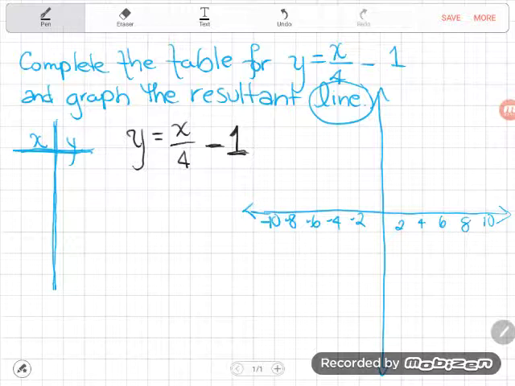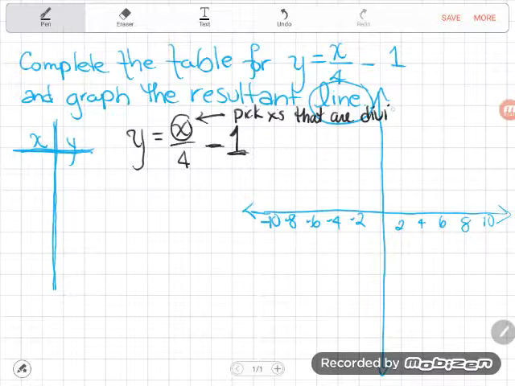So I got to tell you, I am the kind of woman who does not want to do work with fractions and decimals. I don't want to do ugly division. And so what I would pick is I would only pick x's that are divisible by 4. What does that word mean? Divisible means that it divides perfectly with no remainder. I'm not going to get fractions. I'm not going to get decimal answers. And you don't have to do this. I mean, you could pick anything for x you wanted, but you might get some ugly answers that confuse you. So I'm going to pick only x's that are divisible by 4.